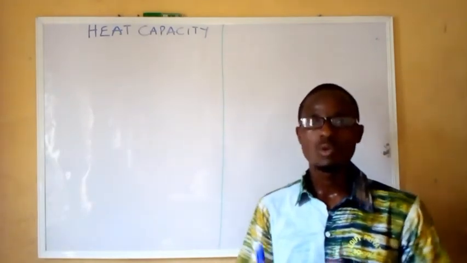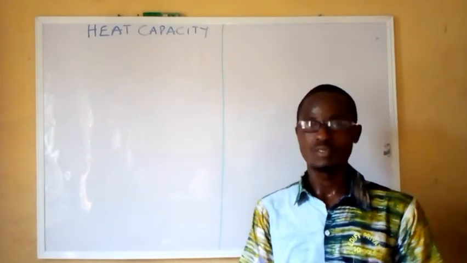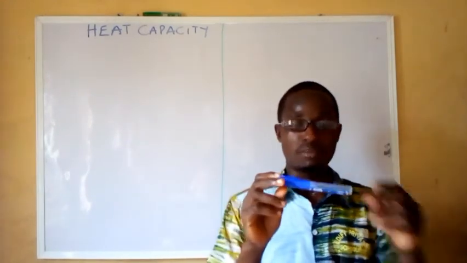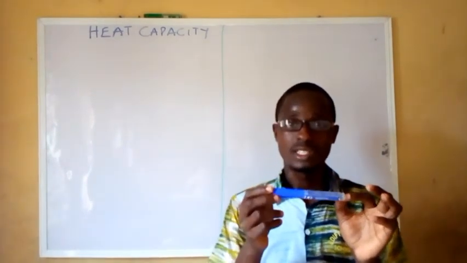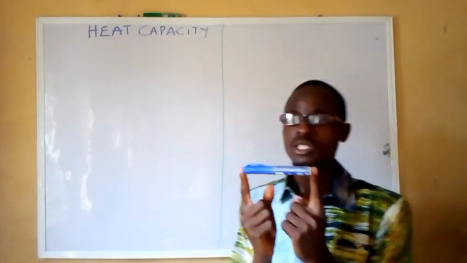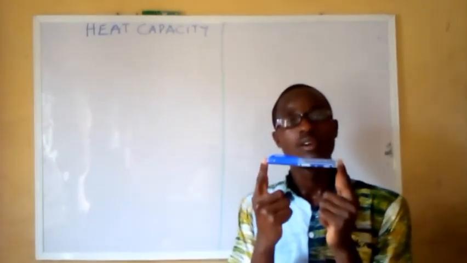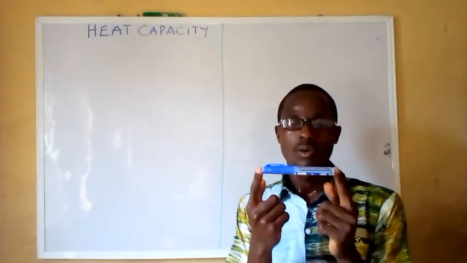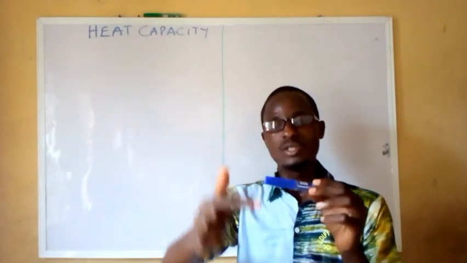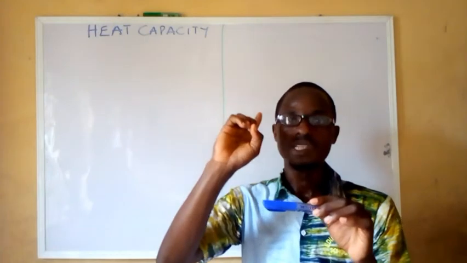Heat capacity is the quantity of heat required to raise the temperature of the whole mass of a body by 1 Kelvin. This body has its mass. Let's give it an imaginary value, because we have not measured that, let's say 5 grams. Now, the quantity of heat that will be supplied to this body to raise the whole temperature of the body by 1 Kelvin is what we call heat capacity.